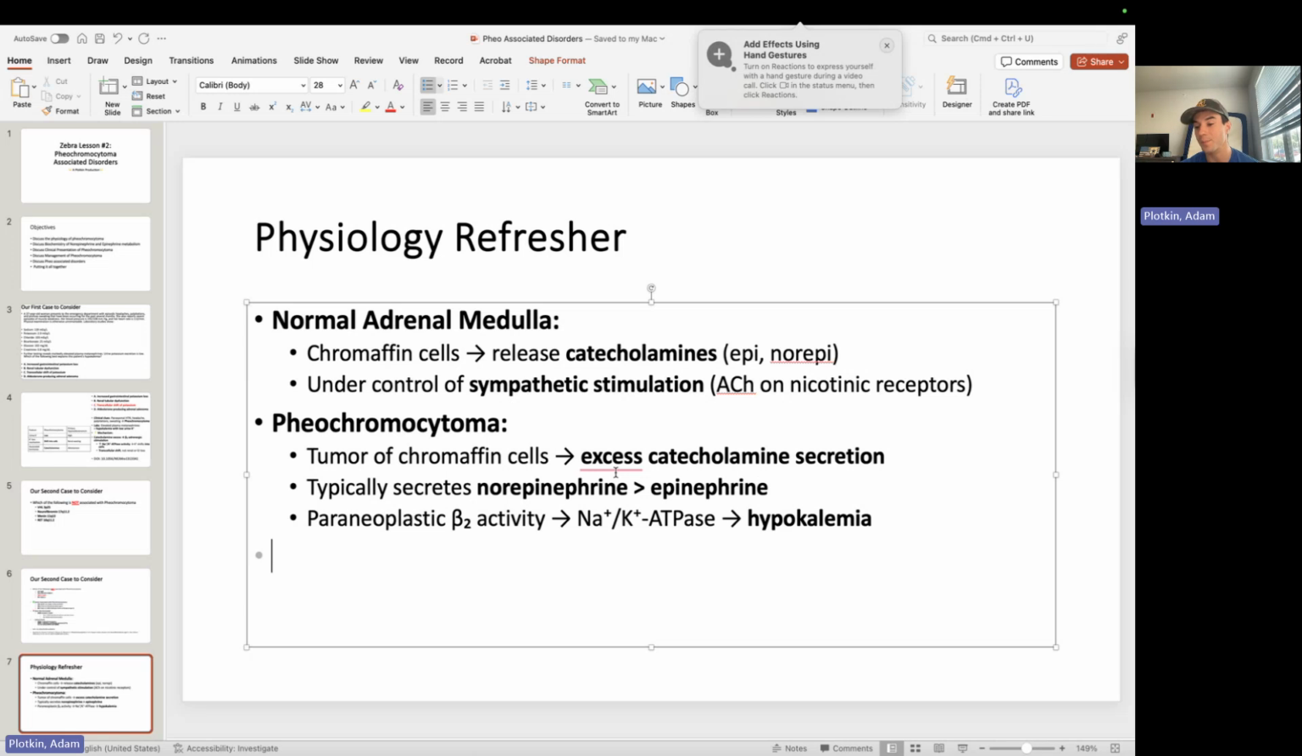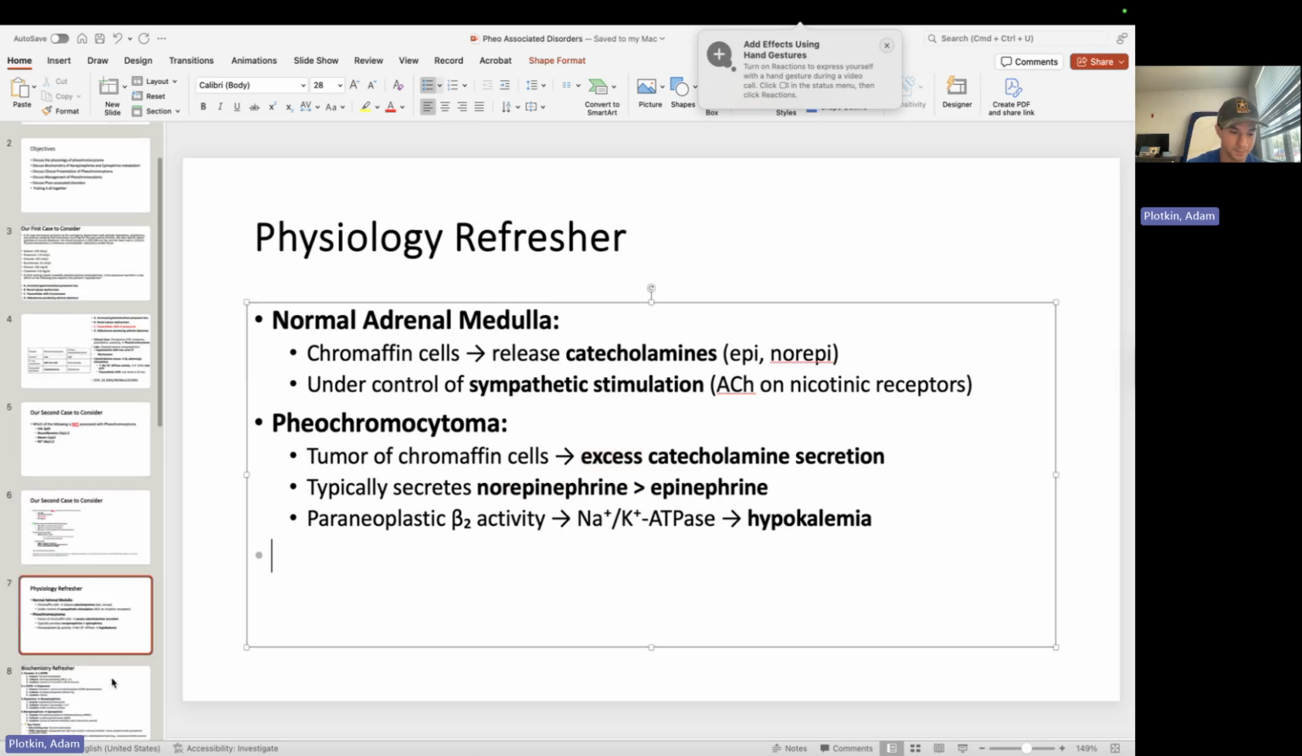The chromaffin cells get a mind of their own and start secreting excess catecholamines. They typically secrete norepinephrine more often than epinephrine, but we can get an appreciable amount of epinephrine release. And then paraneoplastic beta 2 activity: when this epinephrine and norepinephrine get high enough, we can upregulate the sodium potassium ATPase and cause hypokalemia.